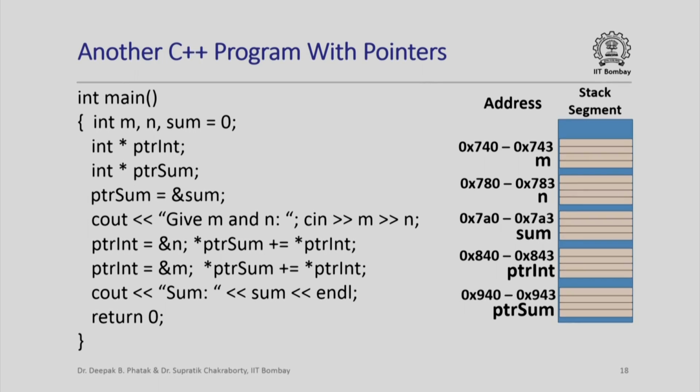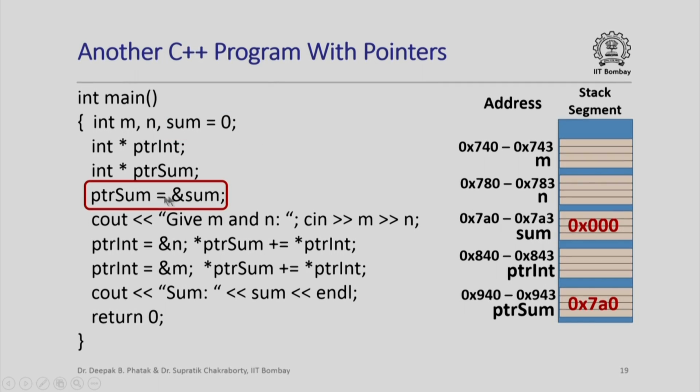So to store an address, to store the value of a pointer variable, we need 4 bytes, and so we are going to allocate 4 bytes or 4 locations for pointer int as well as for pointer sum, and these are the corresponding addresses. And after that we also note that when we declared this variable sum, we initialized it to 0. So of course in the locations reserved for sum, the value 0 will be copied.